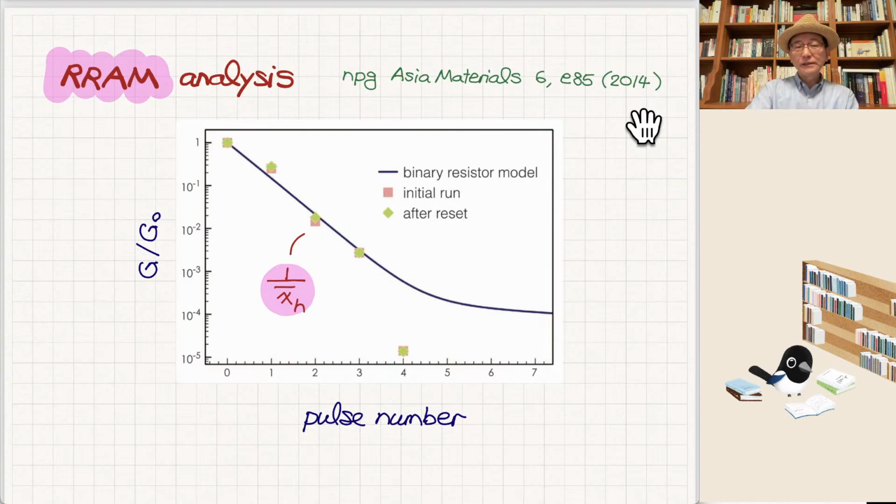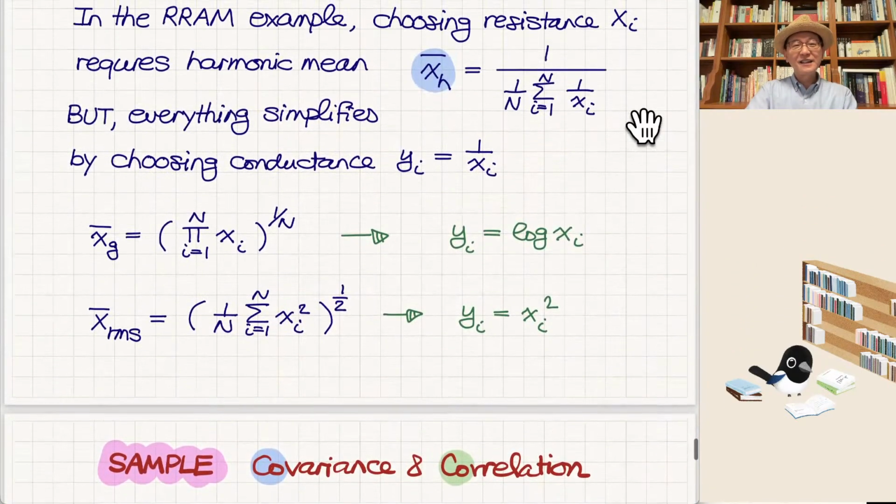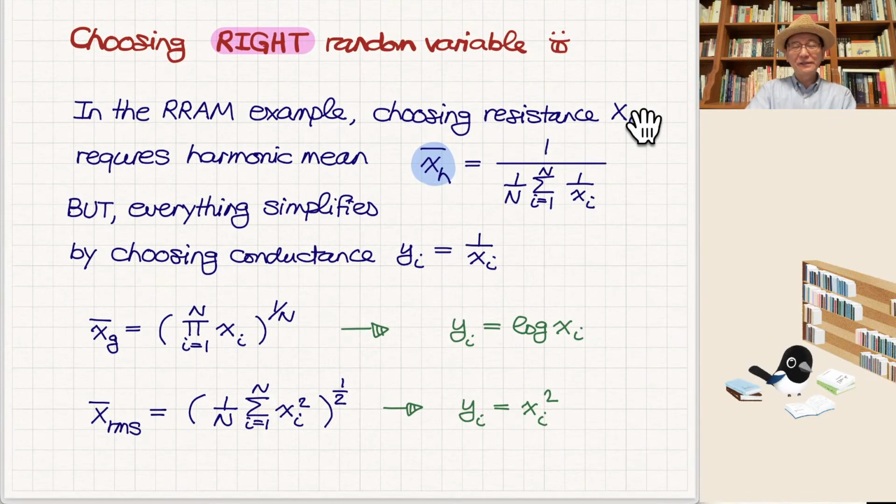So what is the true takeaway? The true takeaway is the following: I noticed that in an RRAM there are many parallel conducting channels. So after some analysis, I realized that choosing resistance Xi is bad. You should choose conductance Yi, which is the reciprocal. And then if you choose the conductance, you can just calculate the ordinary conductance and everything will just work out fine.